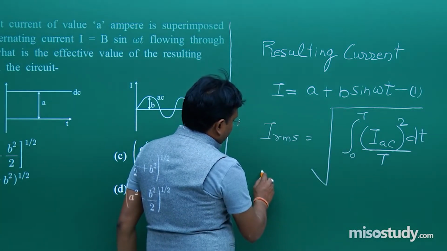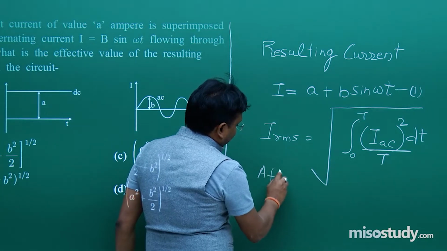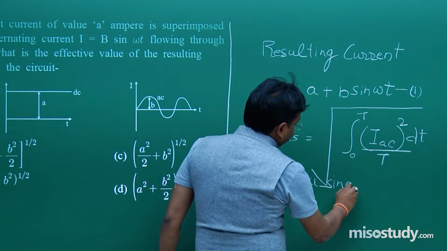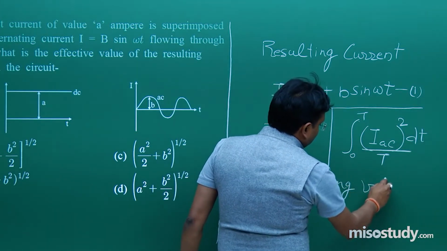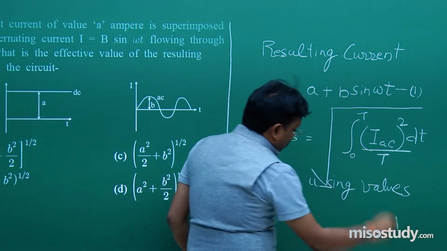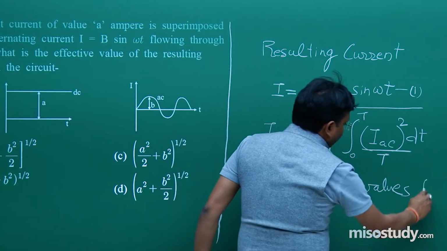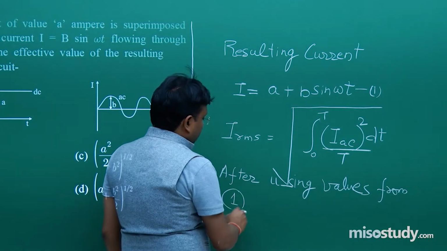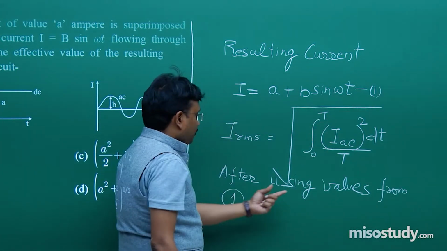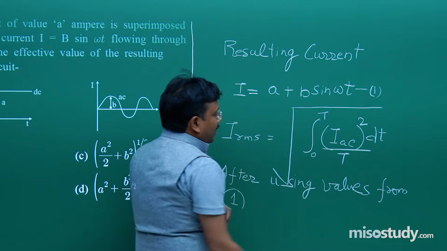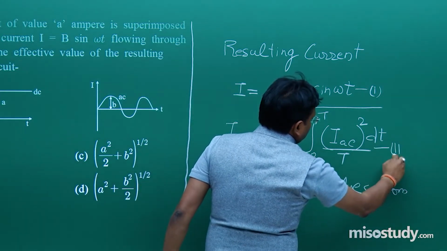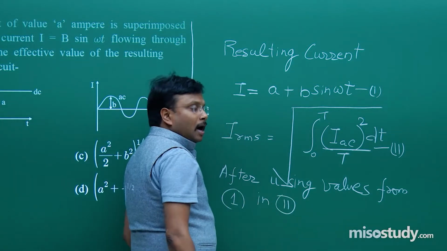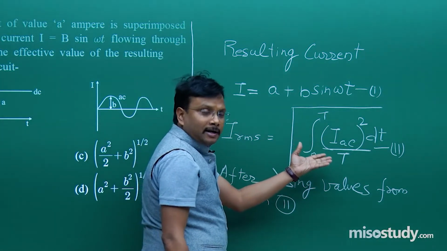I should say after using values from 1, that is this, from 1, after using values from 1 in 2, and obviously then you have to integrate it, fine.